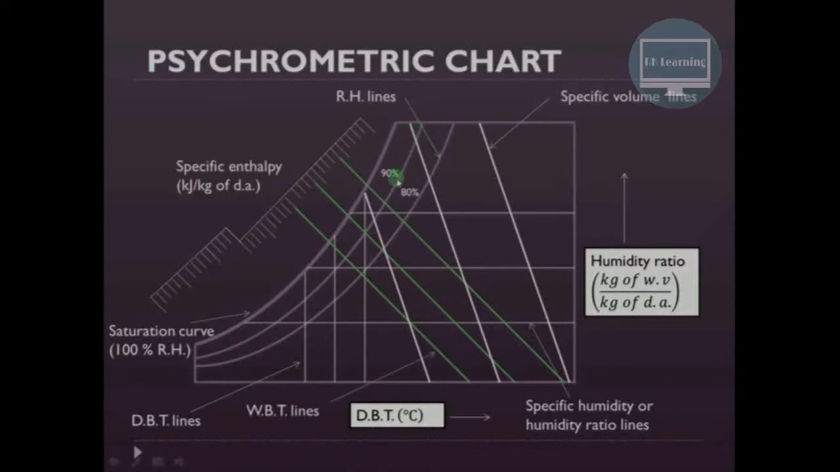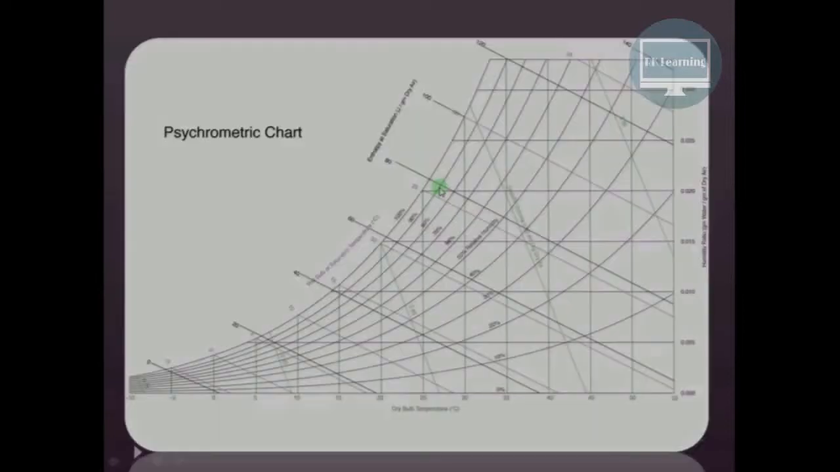Now this particular line indicates 90% relative humidity. It means that the air is 90% saturated and it still has 10% ability to absorb moisture.